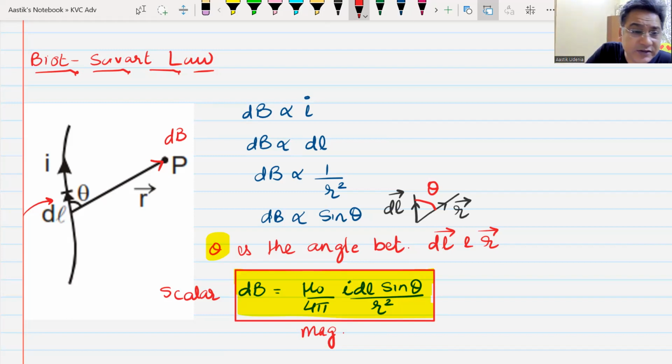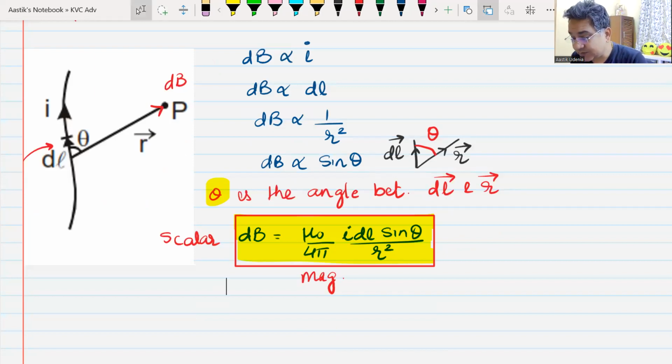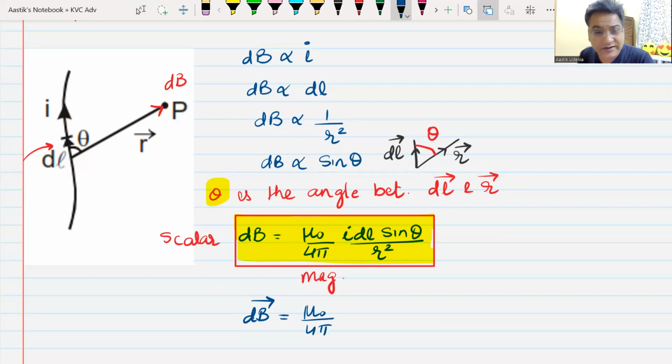There is a scalar formula of magnetic field, but magnetic field, as we have now known, is a vector quantity, so there must be a vector formula of magnetic field. And how does the vector formula of magnetic field look like? The vector formula of magnetic field looks like this. dB now becomes dB vector, mu naught by 4 pi. There must be a vector equation here. So the vector equation looks like this. I dl cross r vector divided by magnitude of r vector cubed.